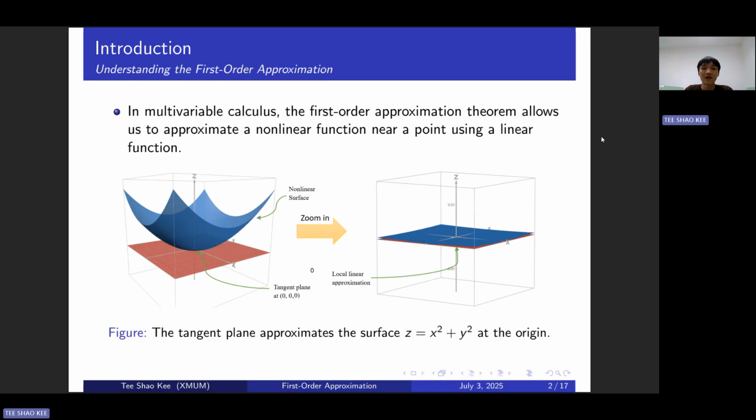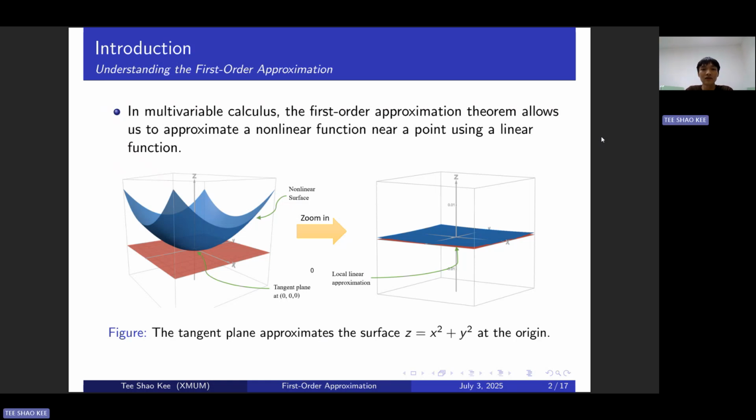Let's begin by understanding the motivation. In multivariable calculus, nonlinear functions can behave quite unpredictably near different points. The first-order approximation theorem helps us locally approximate such a function using a linear one. This means we can treat a complicated function as if it were linear, but only near a specific point. Simply to say, this theorem tells us that near a given point, a nonlinear function can be closely approximated by a linear one. To help visualize this idea, take a look at this simple example.